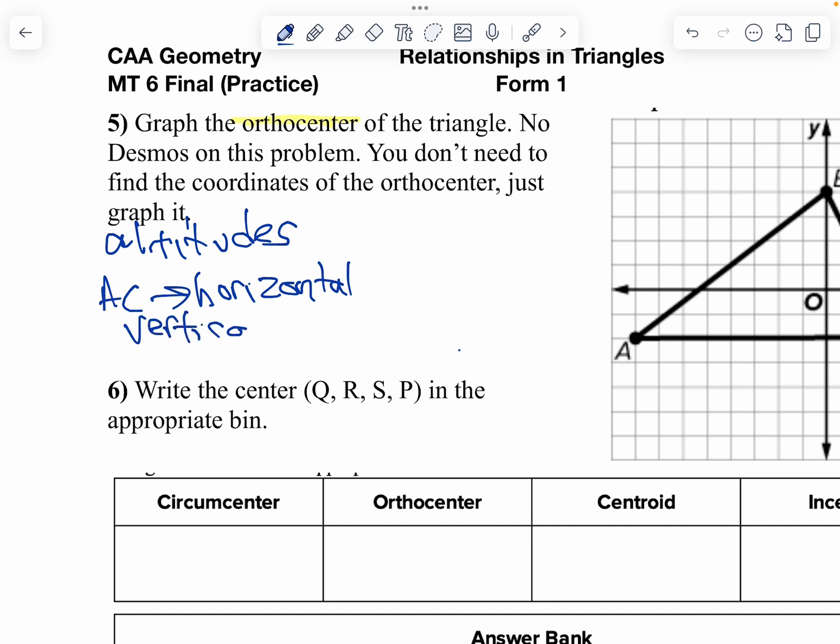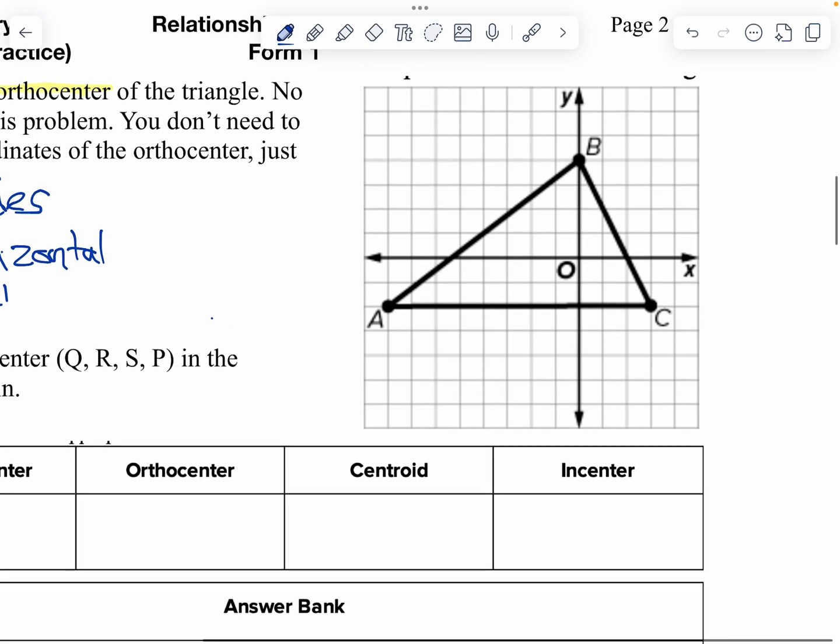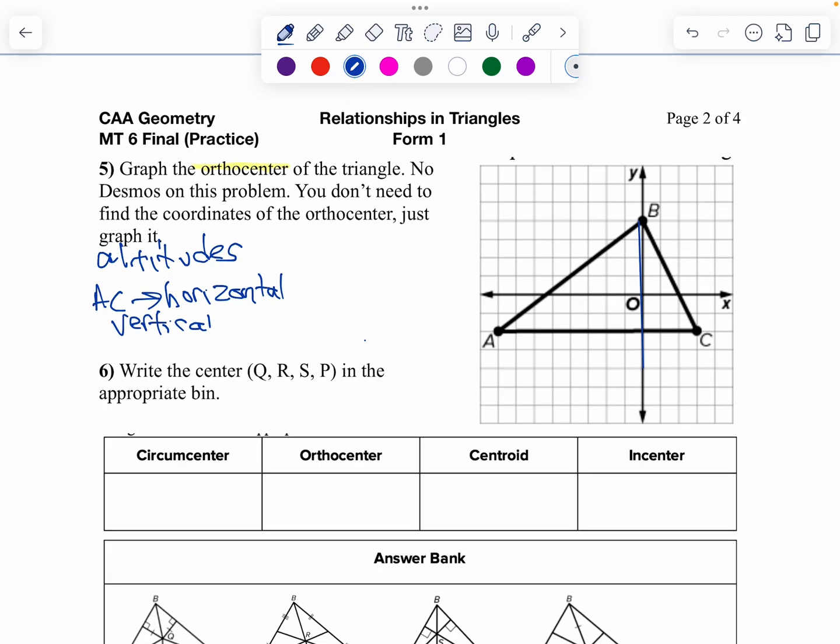So I'm going to look at point B, and I'm going to graph a vertical line going through B. Don't have to show a lot of work on that one, do we? Now we're going to pick another side. It doesn't matter which one. And I'm going to do AB, just because AB comes in alphabetical order, not because of anything else.